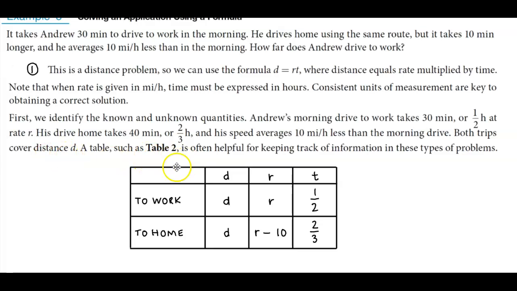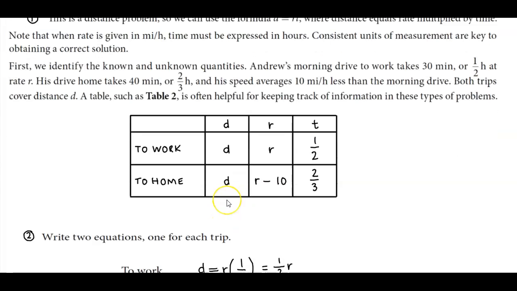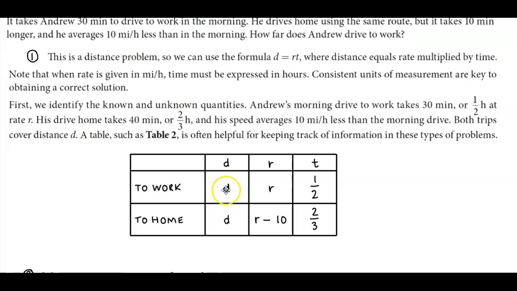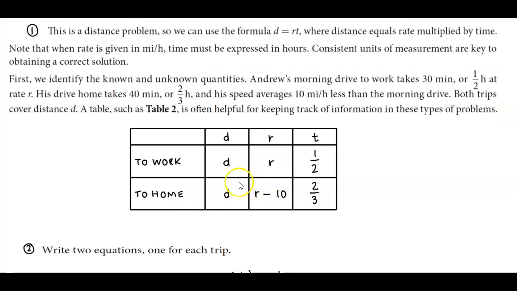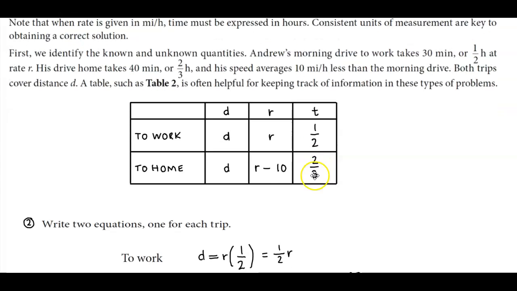A table, such as the one that you see here, is often helpful for keeping track of information in these types of problems. So we have traveling to work, traveling to home. We have a column that represents distance, a column that represents rate, and a column that represents time. Here we have our distance to work, distance to home, the rate to work, the rate minus 10 to home, and the time that it takes, which is half an hour and 2/3 of an hour.